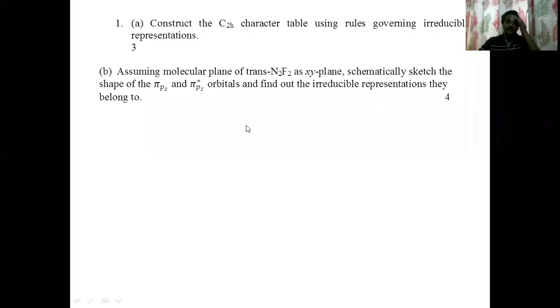This was the last question, construct the character table, C2H character table, so I'm not going to discuss that. But this one, let's discuss it. I think you guys had a lot of complaints about this question, right?